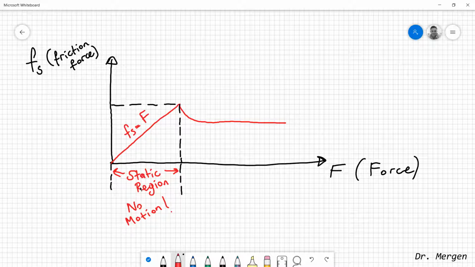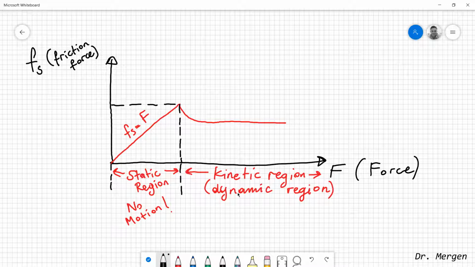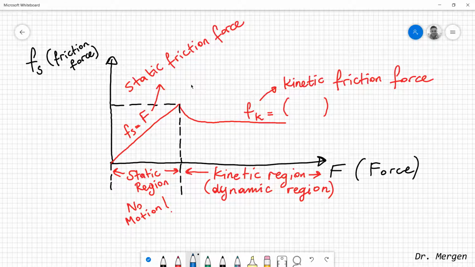And as we saw in the table example, after a certain amount of force, the object breaks free and starts to move, and this region is called the dynamic region. In the dynamic region, the friction force still exists, but the magnitude of the friction force drops to a certain level. The magnitude of the friction force just before the object starts to move is called the maximum static friction force. So let's talk about how we calculate the values of those friction forces.